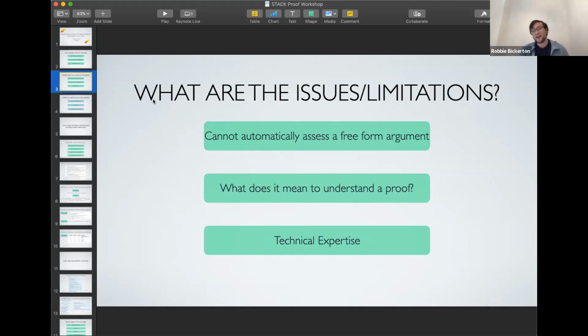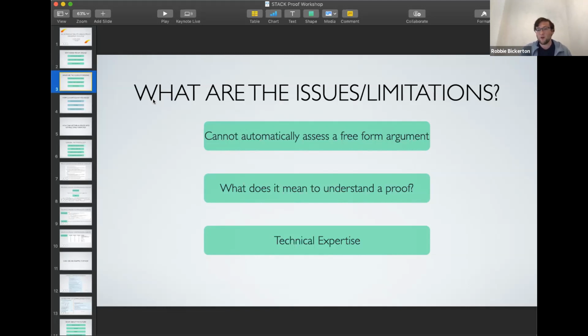Now, as Chris said, there are some limitations with what we can do. The biggest one being that we can't automatically assess a free-form argument. So we can't get students to upload a proof of the Riemann hypothesis and get that automatically marked. So we have to be slightly more supple. So what we've done is to use a variety of comprehension tasks to try and assess whether students understand proofs, rather than getting them to provide a full argument. But this leads us into a slight problem, because what does it mean for a student to understand a proof?